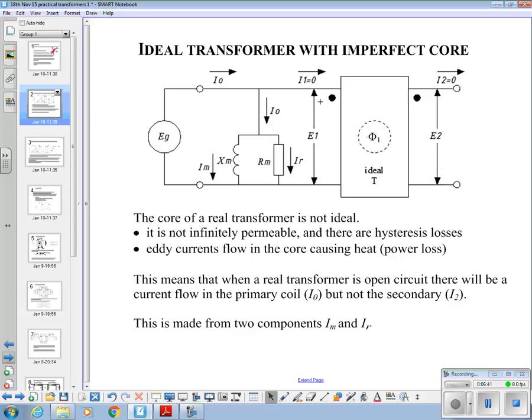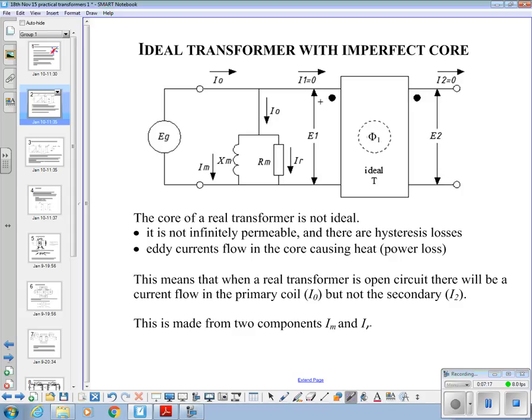That's this I.O. here, flowing the open circuit primary current. I2 will be 0, this one, because there's no circuit in that side. So although you'll measure a voltage here, let's say 110 volts, no current's flowing because it's not a closed circuit. But despite there being no current flowing in the secondary, a real transformer will have a current flowing in the primary.